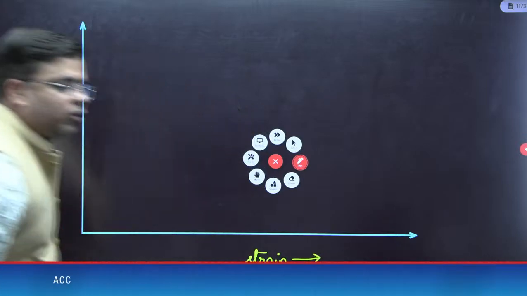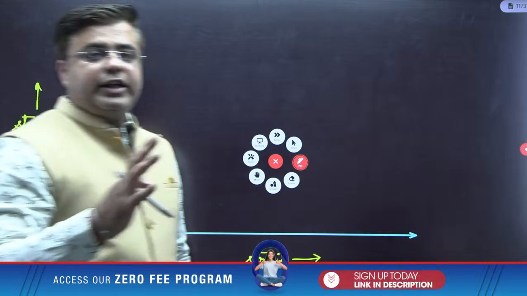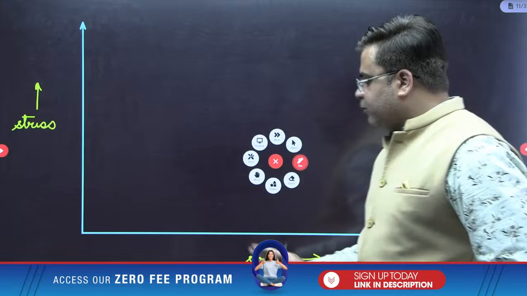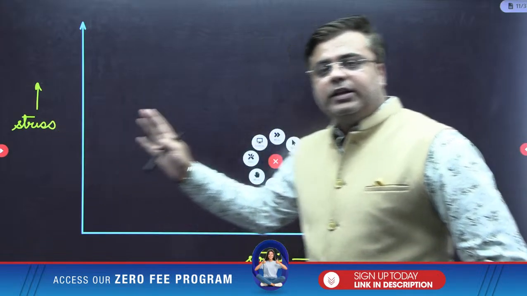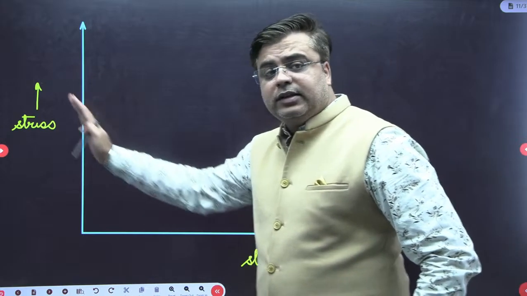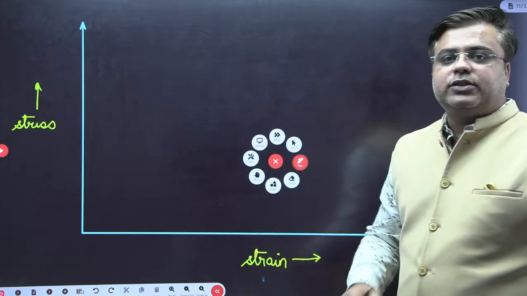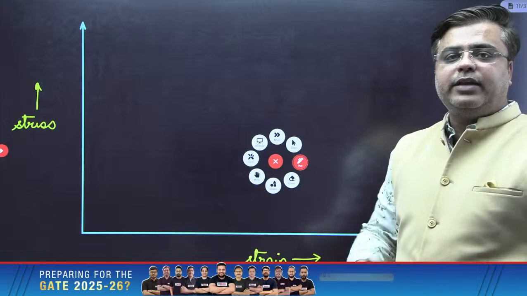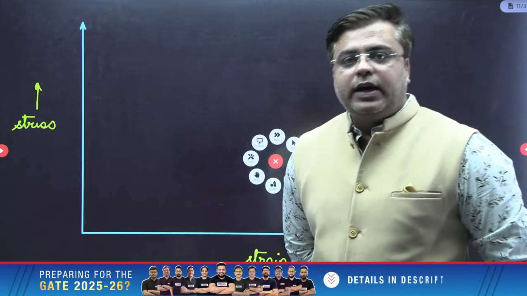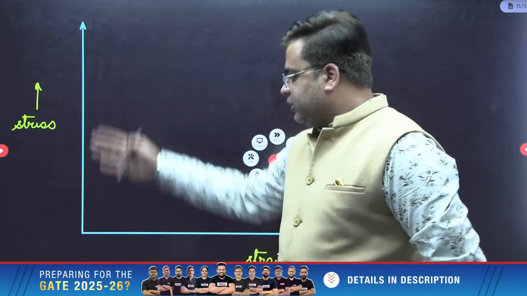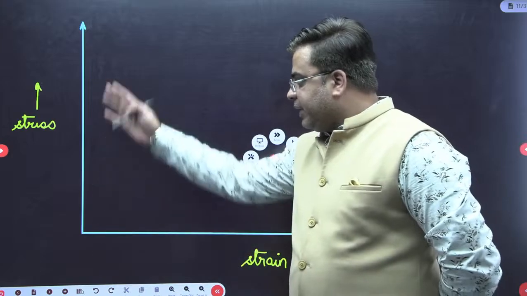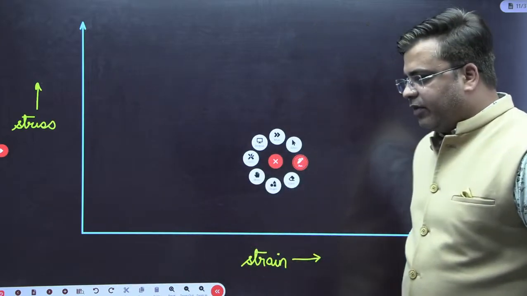Why is stress plotted on the y-axis and strain on the x-axis? Quick answers, please. Anyone? Quickly, everyone.